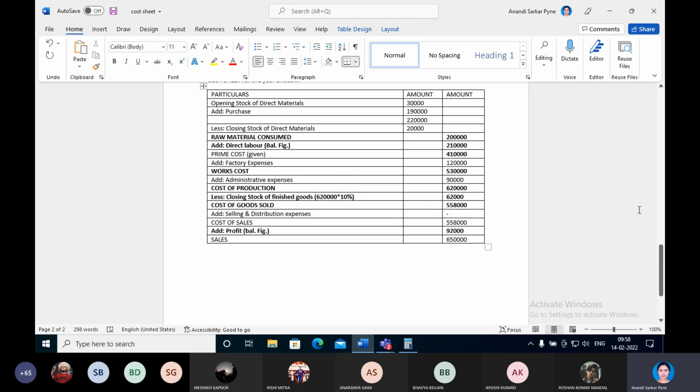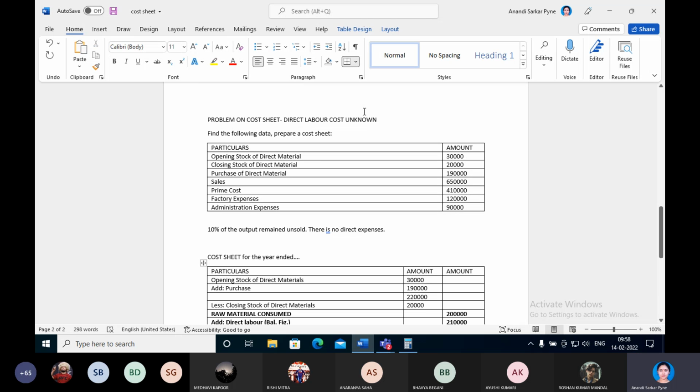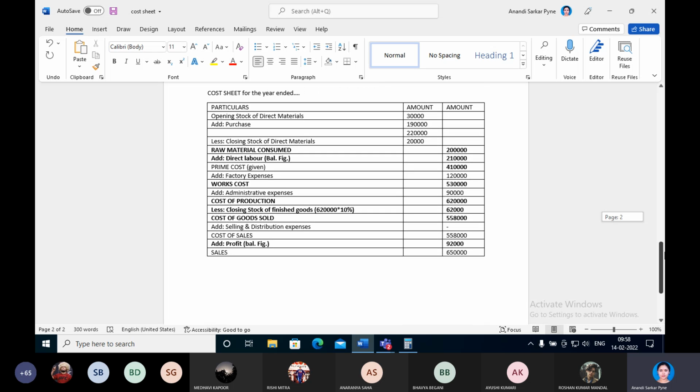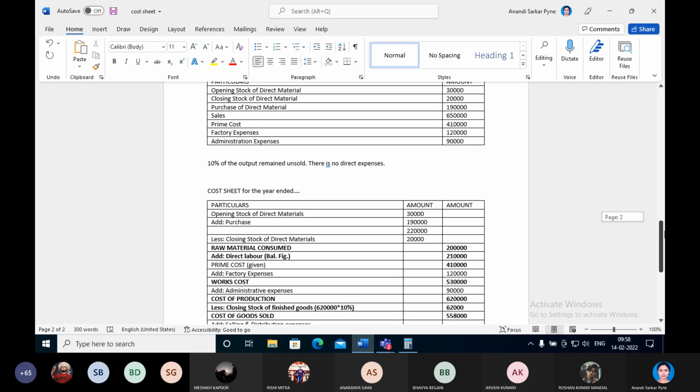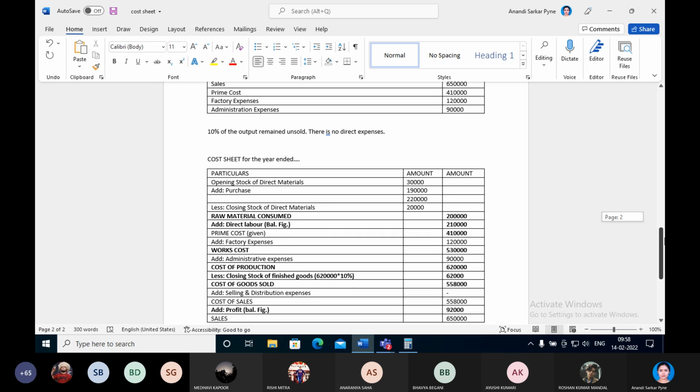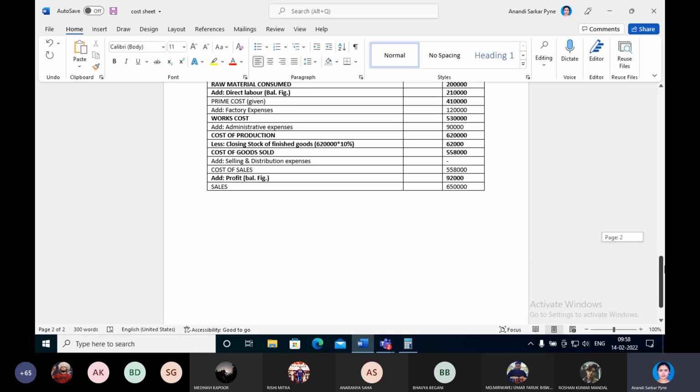So there were two twists: direct labor cost, which was unknown, and unsold stock. Any stock related issue, finished goods, we will consider closing stock of finished goods. Clear, class? Yes, ma'am, it's clear. Okay, so do solve the problem at home also once, it will be more clear.